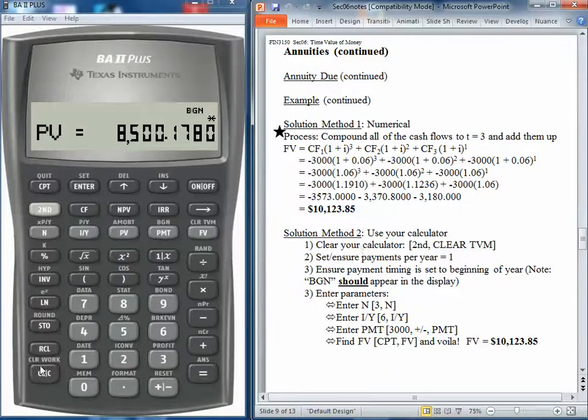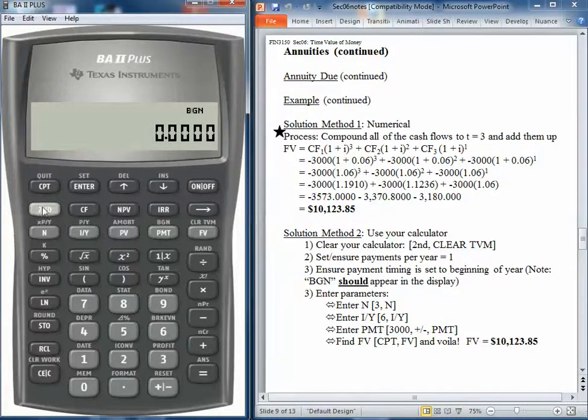Solving this using our calculator, I'm going to clear what we had before. I have my BGN here on the face of the calculator, so I know that it's already set to annuity due. And now I put in my values. So N is 3, the interest rate or opportunity cost is 6. I have 3 equal payments of $3,000, making them a negative or an outflow, and now I compute the future value.